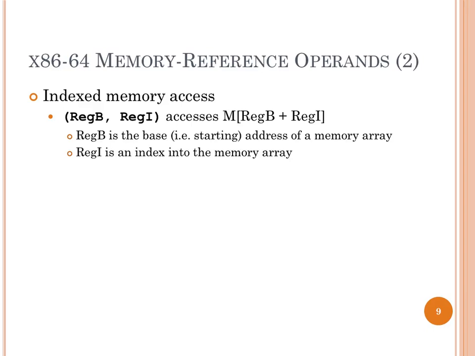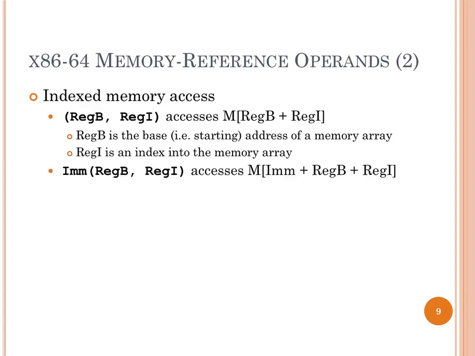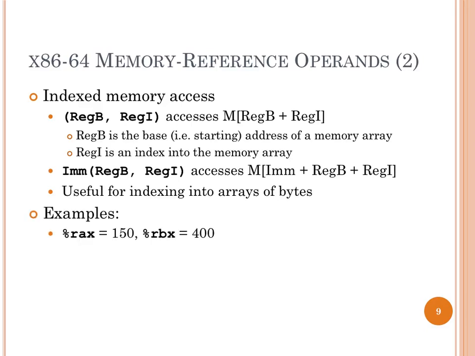This is if your array was an array of bytes. It just adds the two together. Like it says here, it accesses M[reg B plus reg I]. So if you're accessing the contents of a string that's not Unicode, then that would be perfectly fine. You can also add a number into that if you wish. I don't know why one would, but one could. Like I say here, this is for indexing into arrays of bytes.